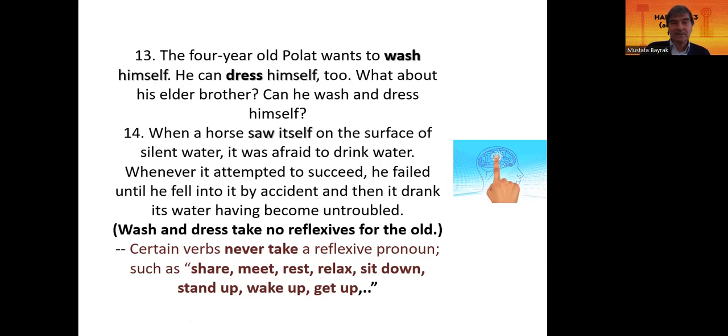Wash and dress take no reflexives for the old. Oh, it is valid for the children. Yes. For example, that child can dress himself, but we don't say that old man can dress himself. Certain verbs never take a reflexive pronoun.